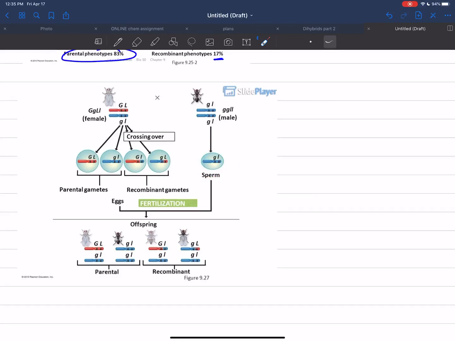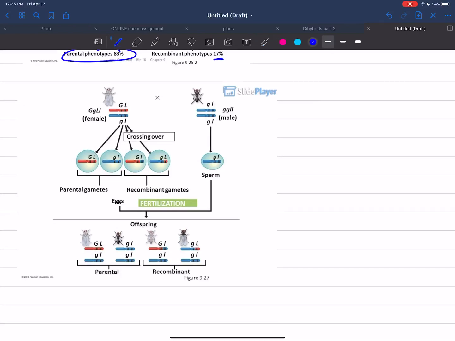But when it comes to the female, what we're seeing here is this crossing over occurring where we have different kinds of genotypes that are being produced, because then by taking one of these and one of these, I would get that. One of these and one of these, I would get that. One of these and one of these, I would get that, and so on and so forth. And that's how we would get these combinations.